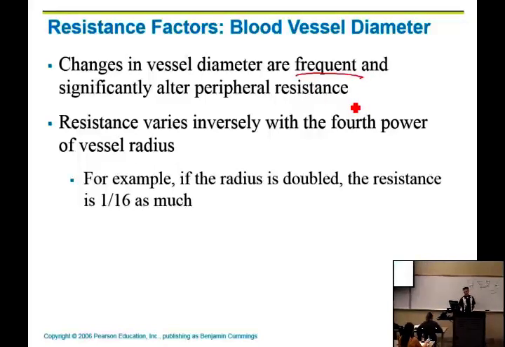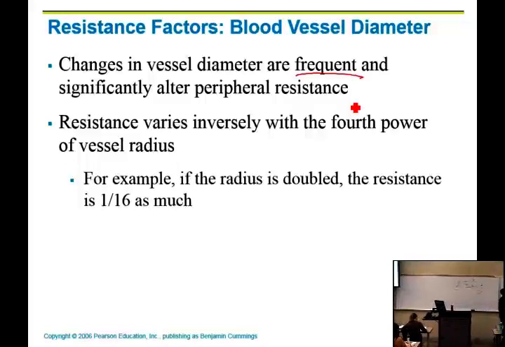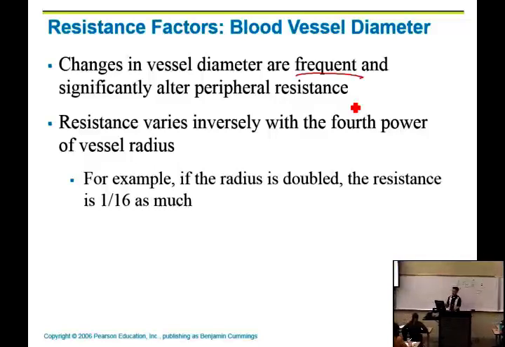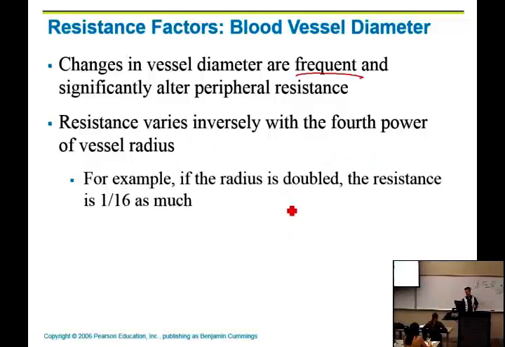So when we talk about resistance and its relationship to diameter, it changes significantly, not just linearly, like if I change it this much, then the resistance changes by that much. It's actually almost like an exponential change. So resistance varies inversely with the fourth power of the vessel radius. You're like, that's a whole lot of math, I don't like that, right?